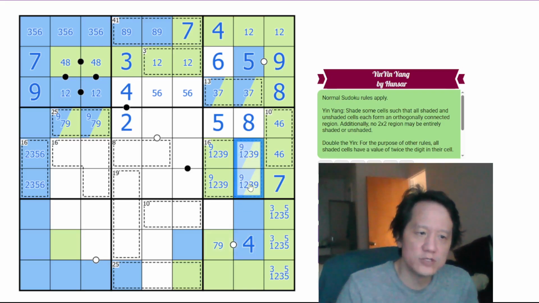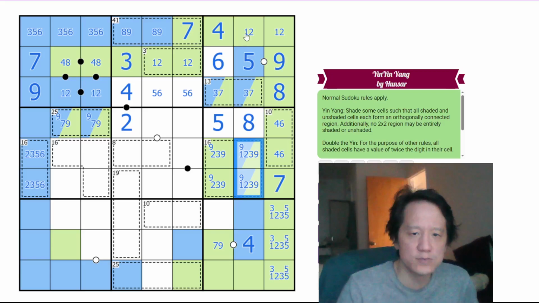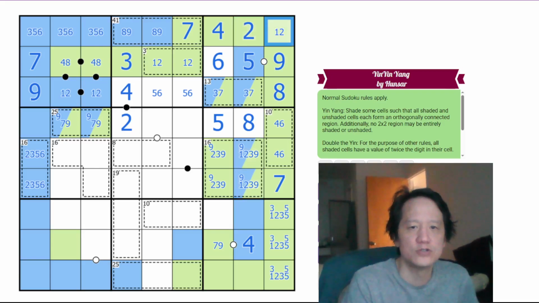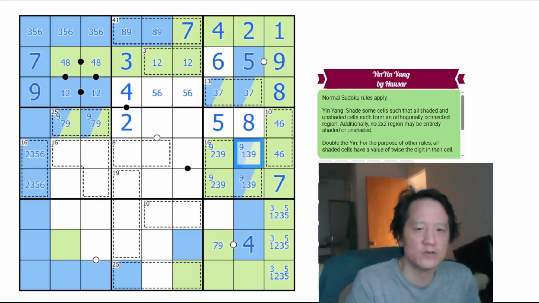One of these two is doubled. Well, we know it's the 1. So 1 cannot be here because 1 has to be the doubled value. Therefore, since this is 1, this can't be 1 here. So this is 2, this is 1. That eliminates 2 from being either of these cells.